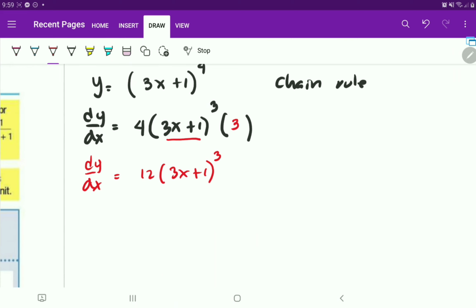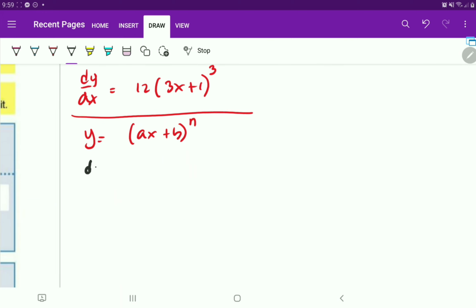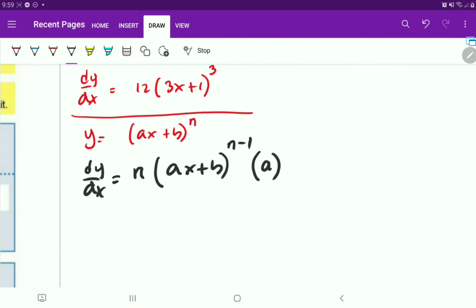Alright? Now, in general, we said that if y is equal to (ax plus b) to the power of n, what did we do to get our dy/dx? We said that is n times (ax plus b) to the n minus 1, multiplied by your a. So what we're going to do now is the reverse of this. In here, we put down the n, then we minus 1.